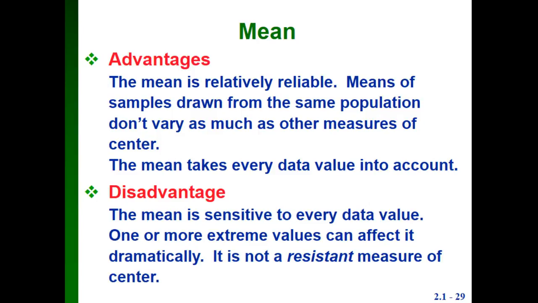A disadvantage of using the mean is that because it uses every data value, it's also sensitive to every data value. If we have an extreme value, a very large value or a very small value in our data set, it can affect the mean very dramatically. So the mean is not what we call a resistant measure of center.